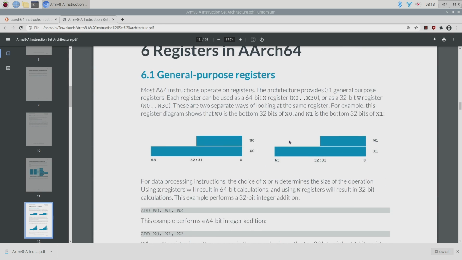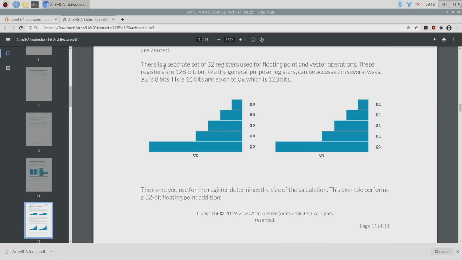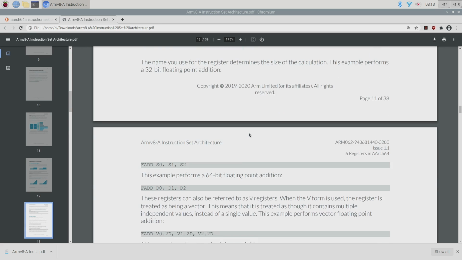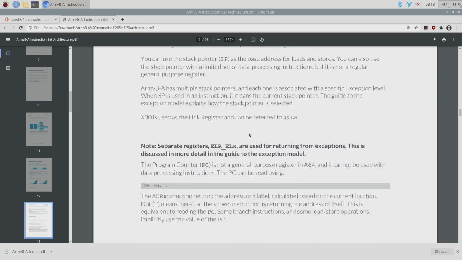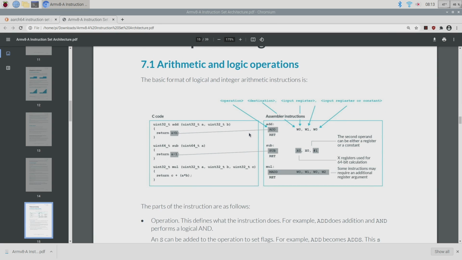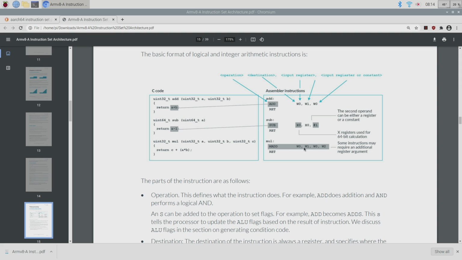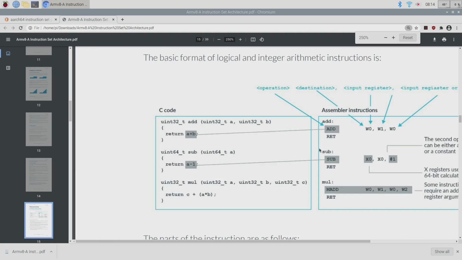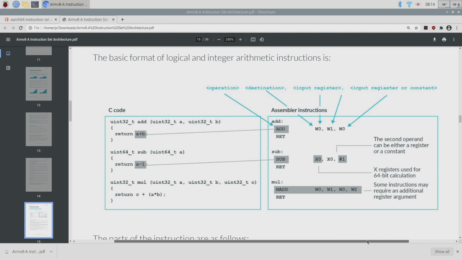Anyway, we've talked about the registers a bunch, and we'll talk about the other ones for the floating point stuff later. We've talked about the stack pointer and the system registers. And we've talked about the arithmetic instructions, but there's one of them that I want to talk about here because it's going to become important later, which is multiplying.